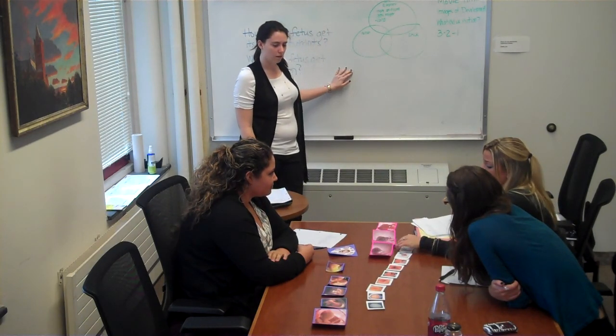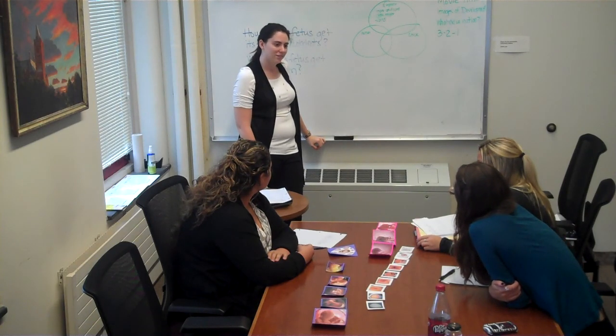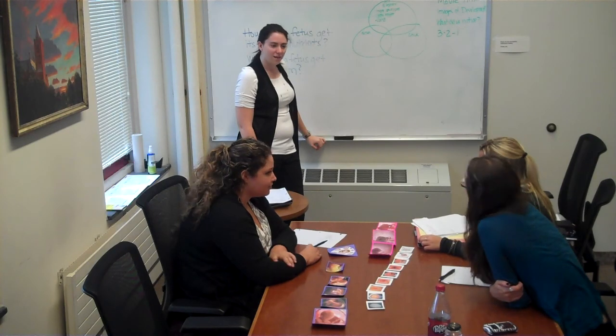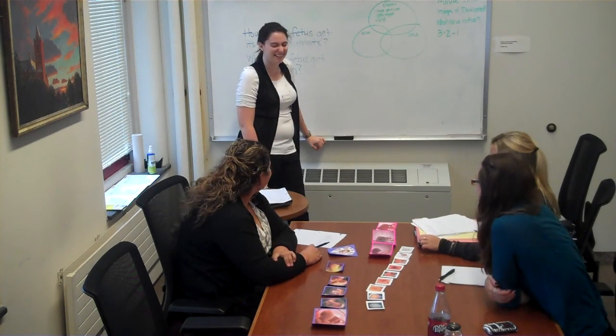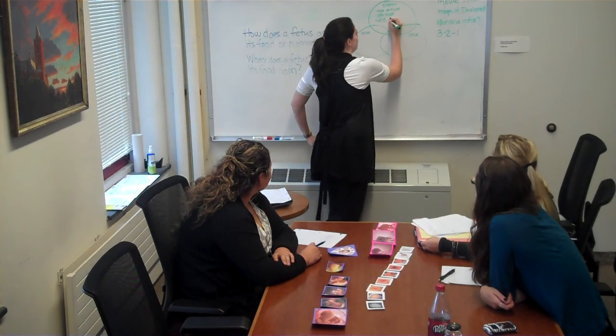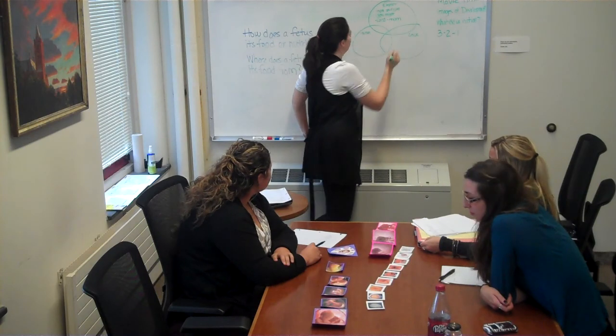Whatever it's living inside. Well, do you think elephants develop inside an egg? No. Where do you think they develop? In their mom's tummy. Good. So the cord goes from the baby to the mom. It's connected. Good.